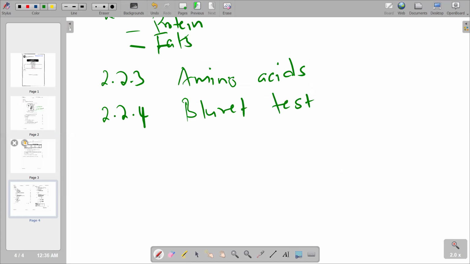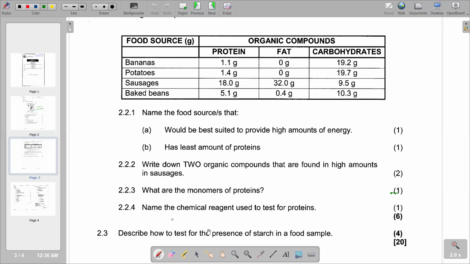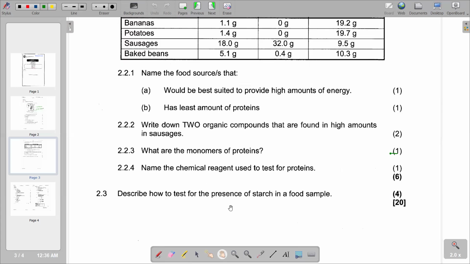And then we have the last part of our question, which is 2.3, which says: describe how to test for the presence of starch in a food sample. When testing for the presence of starch in a food sample, you are supposed to add a few drops of iodine solution to the food sample, and if the sample turns blue-black, then it contains starch. But if the sample remains brown, then starch is absent. Basically, those are the steps that we are supposed to list.